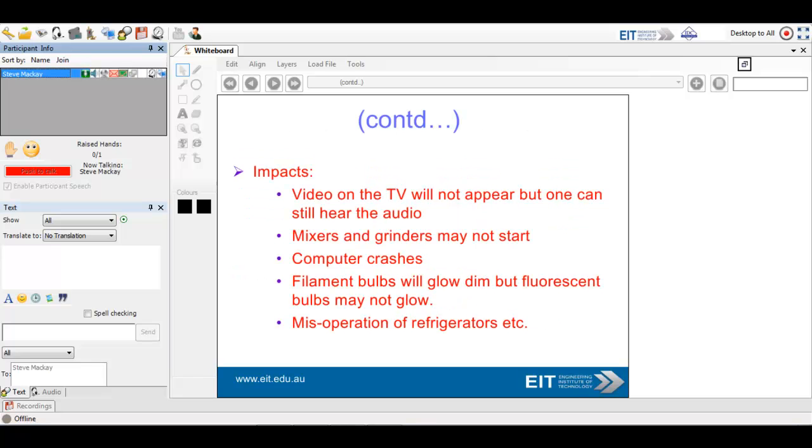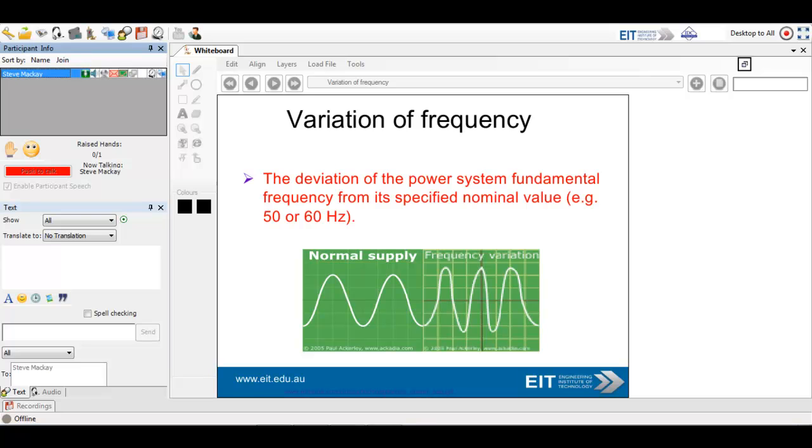Under voltages occur when a generator can't really provide the power required. So you generally have under voltage, or they drop the frequency as well. That's another trick. It means the devices use less power. Variation of frequency: with 50 hertz, it's very important to keep the average at 50 hertz at all times.